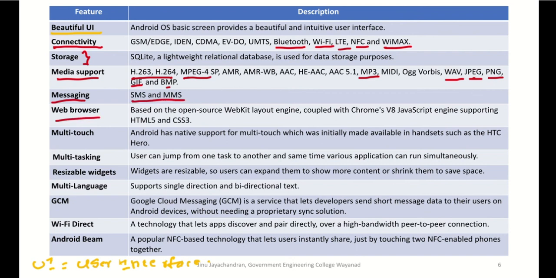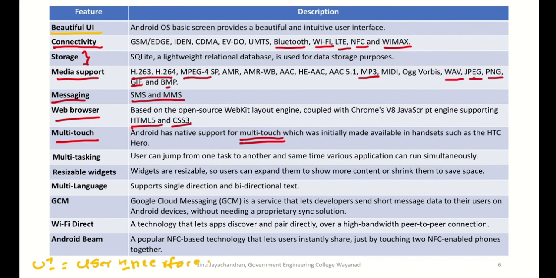Web browser: almost all of the web browsers that we use in Windows are supported in Android, like Firefox or Chrome, and those run the latest technologies like HTML5 and CSS3. Android also supports multi-touch. You can use a single finger to scroll, but if you want to enlarge an image, you can just use two fingers and swipe across. So that means it supports multi-touch.